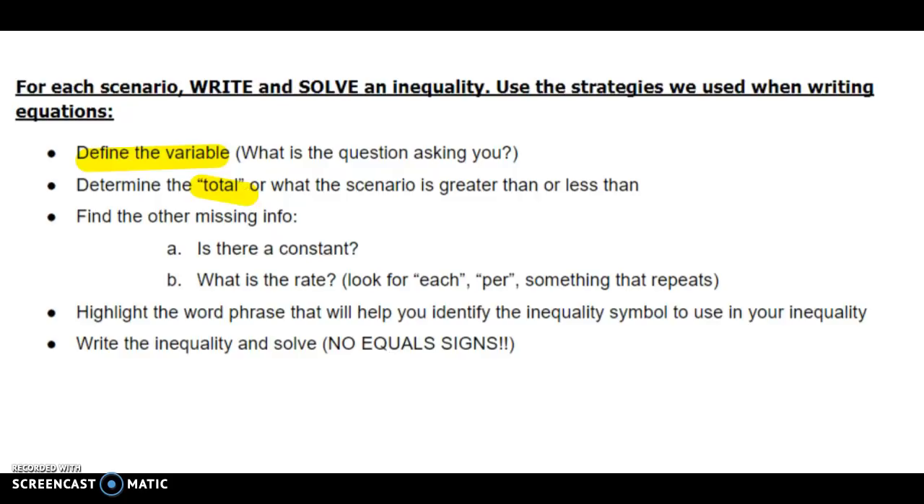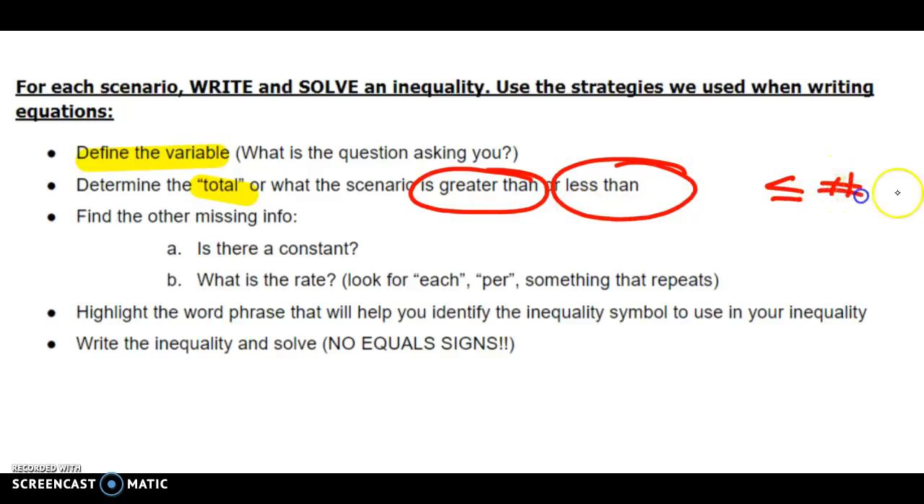But in this case, it's not going to be something equal to. So in our equation writing process, every time you saw something was a total, you wrote equal to something. But in this case, you're really looking for these key phrases, what's greater than or less than, and you will put that symbol first and then your number on the other side. In some of these examples that you're going to run into, they might be one-step inequalities. So these two questions, is there a constant and is there a rate, maybe only one of them applies, and that's okay.